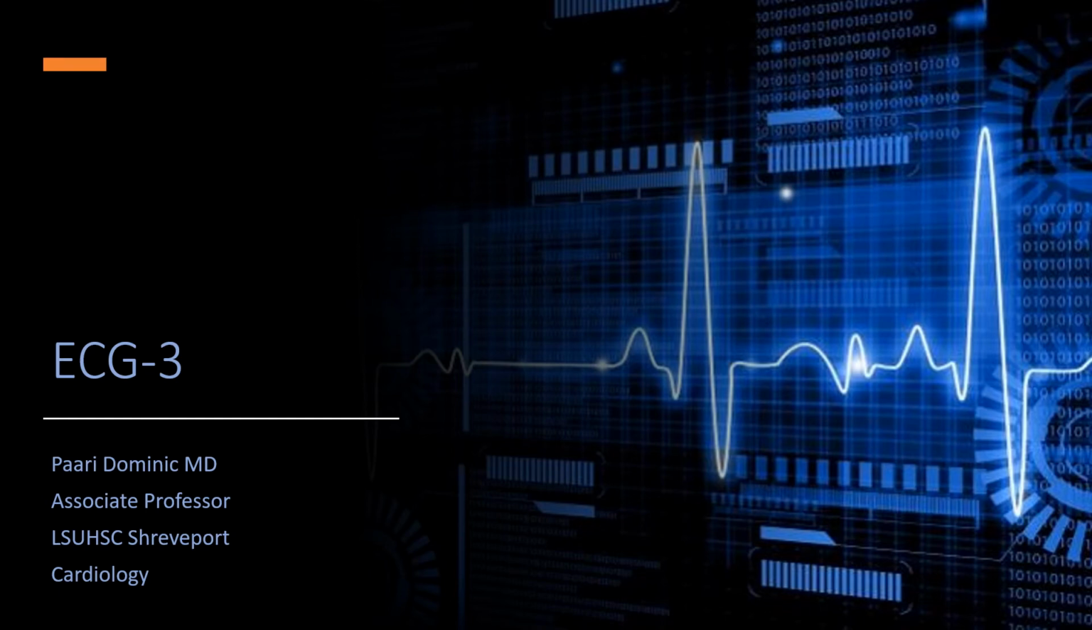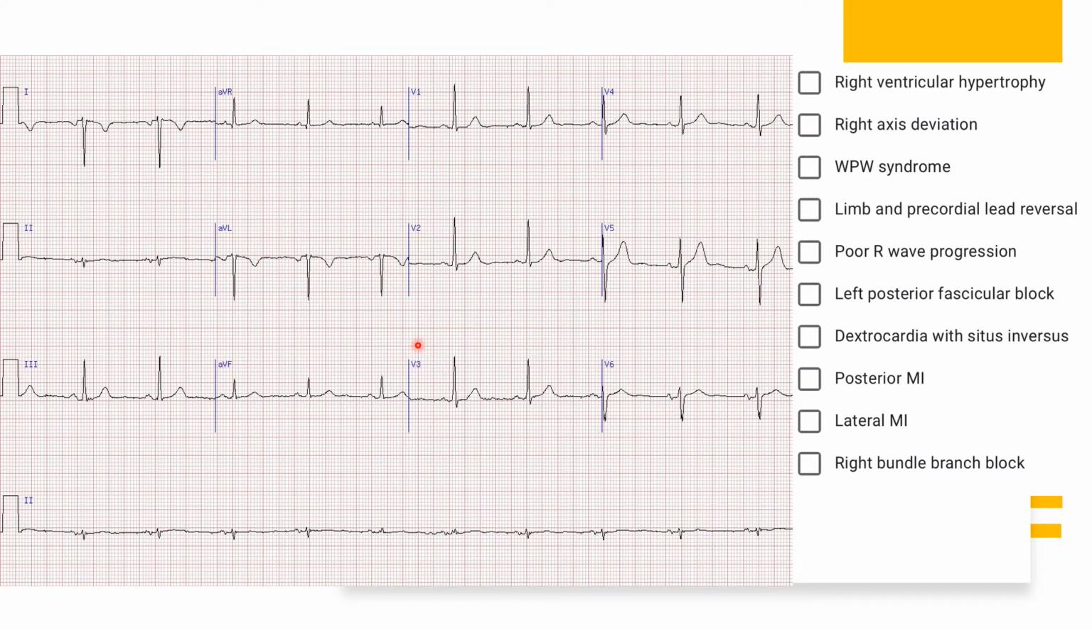Here is the explanation for the third ECG of the ECG club. Here is the ECG and the choices on the right, and this is a very difficult ECG, but it gives us the opportunity to understand the formation of QRS complexes and the P waves in detail in the precordial leads as well as the limb leads.